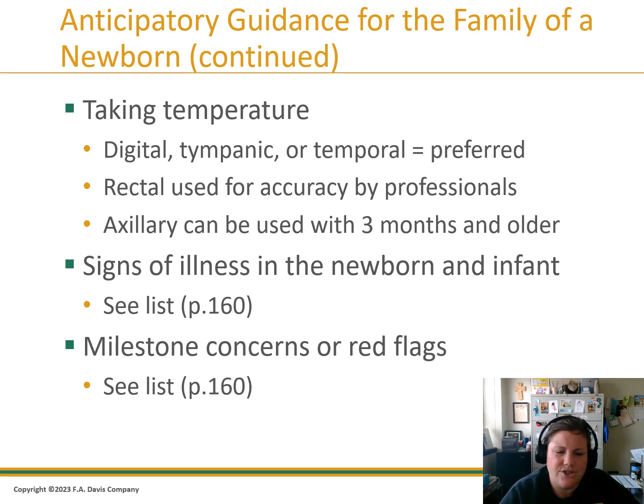What are some indications of illness in a newborn and infant? There's a whole list in your book on page 160, but some of the ones I want to bring specific attention to are a change in the baby's temperature to greater than 99.3 if it's taken axillary, or 100.3 if it's taken rectally, which, remember, a rectal temperature is going to be a degree higher. A baby that's vomiting, that has less than 6 wet diapers in a day. A baby with fontanelle changes, whether that be sunken or bulging.